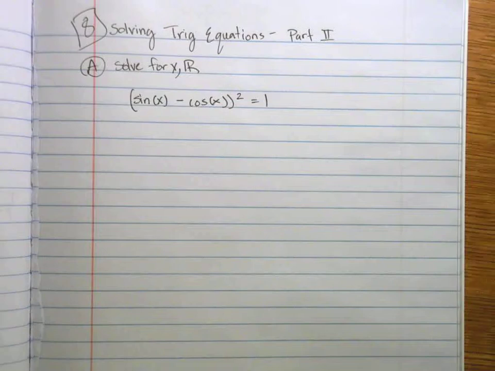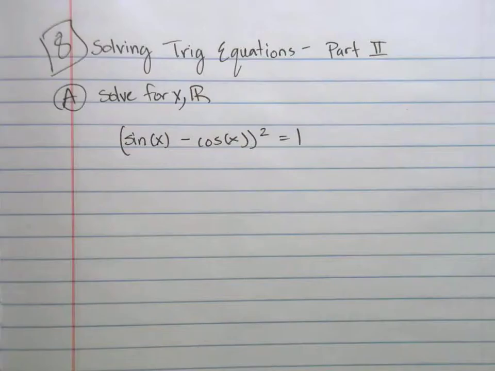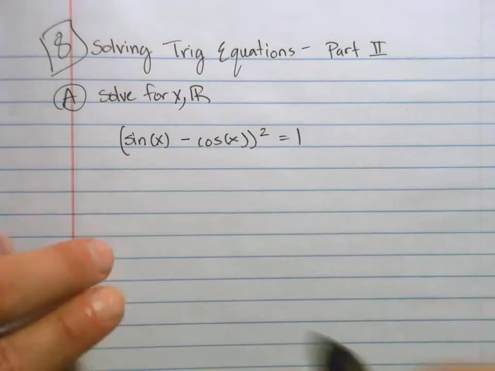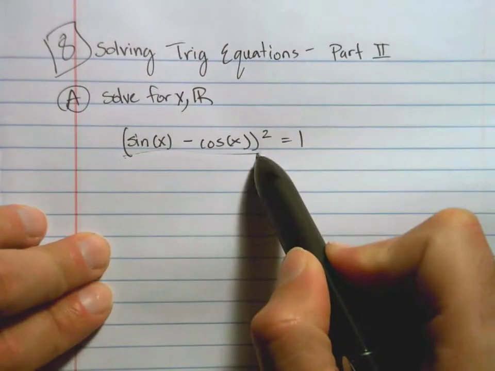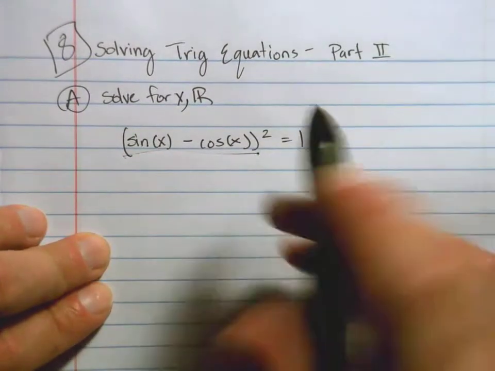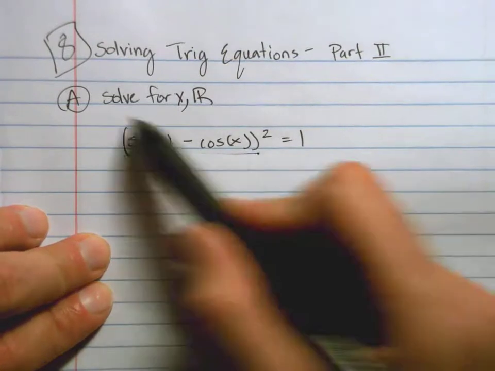Equations part 2. Here's the problem: we're solving for x across all real numbers. There's a couple of things I should think about. One is, wait, how do I solve these again? No, I'm not proving that this is this. I'm solving. I'm trying to find out what x is. I'm looking for roots, all right?